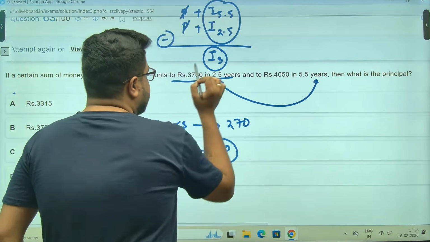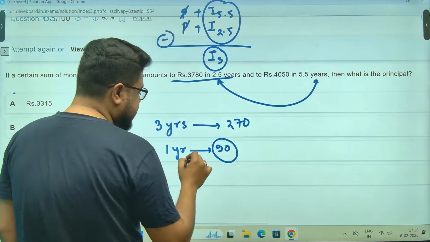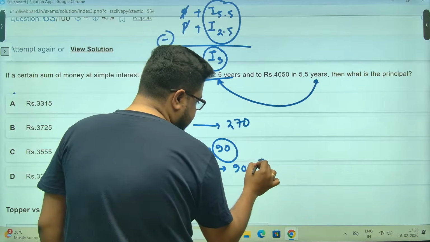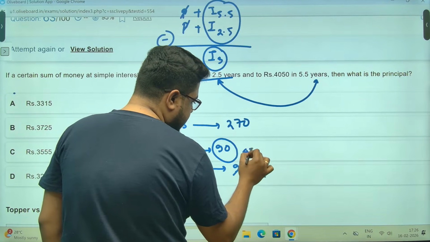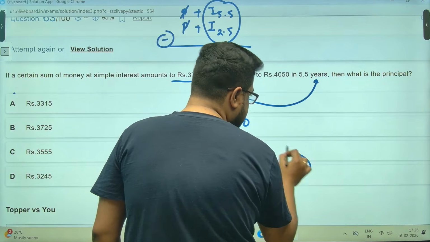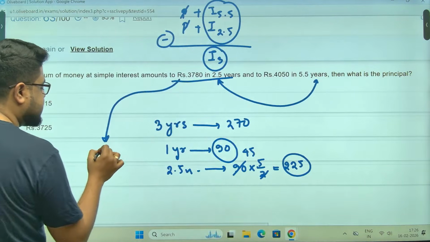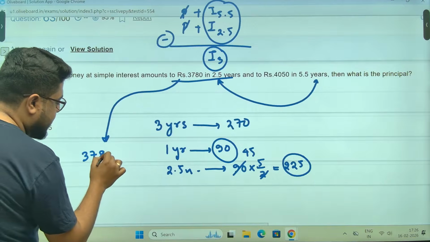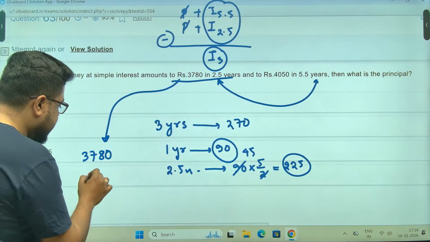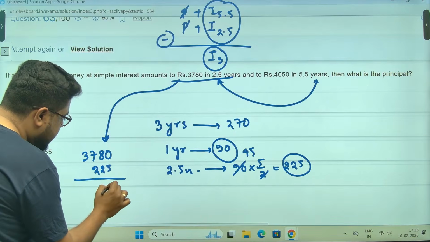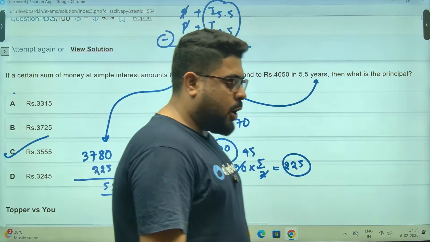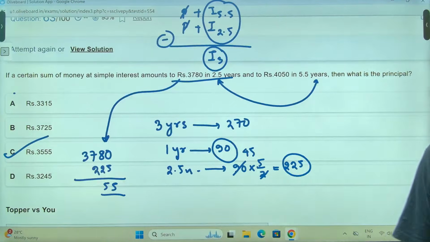So you just calculate for this 2.5 years, because they're asking only the principal. So for 2.5 years, this will be 90 into 5 by 2. 45. Sir, 90, 90, 180, 225 rupees is the interest, sir. So the principal will be this 3780 is amount, meaning the principal plus 225 rupee interest. So principal will be, you just subtract this 225. Sir, option C is the only correct answer.